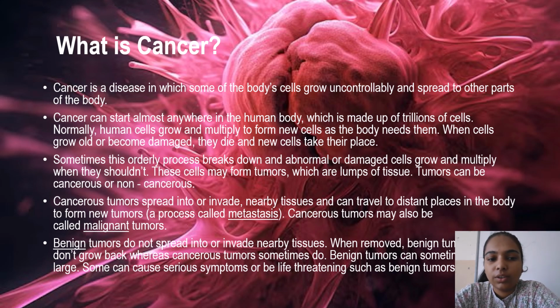Normally, human cells grow and multiply to form new cells as the body needs them. When cells grow old or become damaged, they die and new cells take their place. So, cancer can almost invade any part of the human body, and where it invades, it could be cancerous and it could be non-cancerous sometimes. This orderly process breaks down and abnormal or damaged cells grow and multiply when they shouldn't. These cells may form tumors, which are lumps of tissue. Tumors can be cancerous and could be non-cancerous as well.